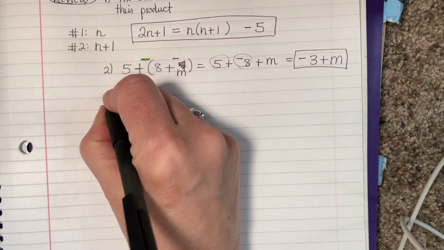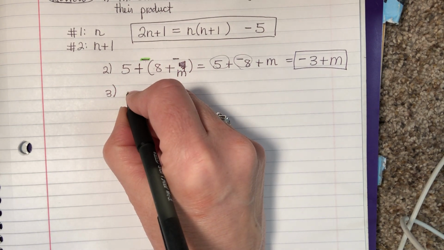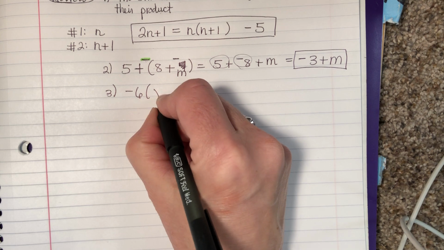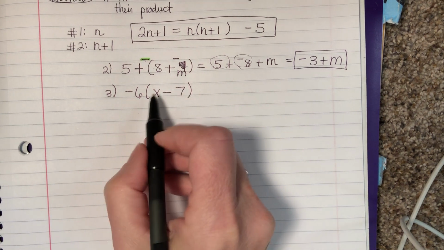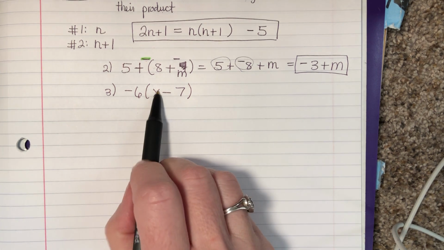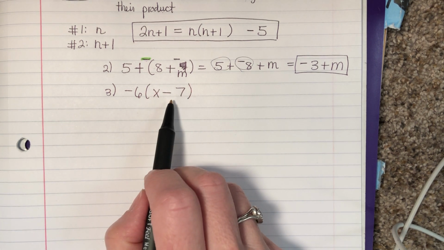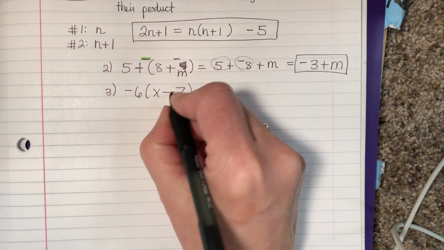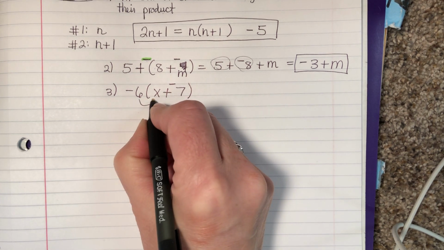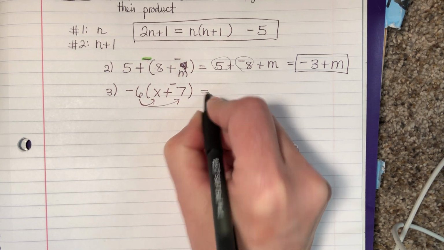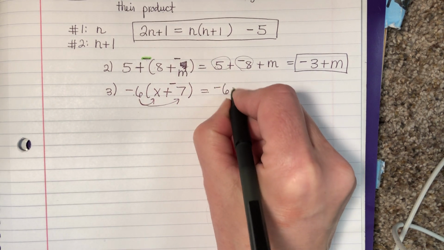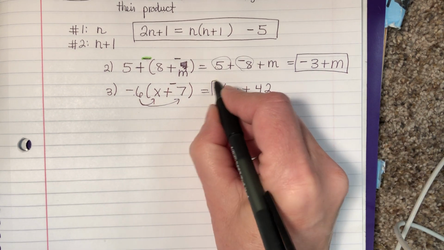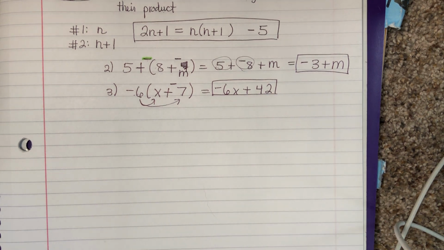Okay, and then one more quick review. Let's go with -6 times (x minus 7). We want to simplify this. Now this is distributing because there's a parenthesis with more than one thing in it, and there's a minus here. So I'm going to keep change right there. Then I want to distribute in this case. -6x plus -6 times -7 is +42. Okay, that would be my answer.